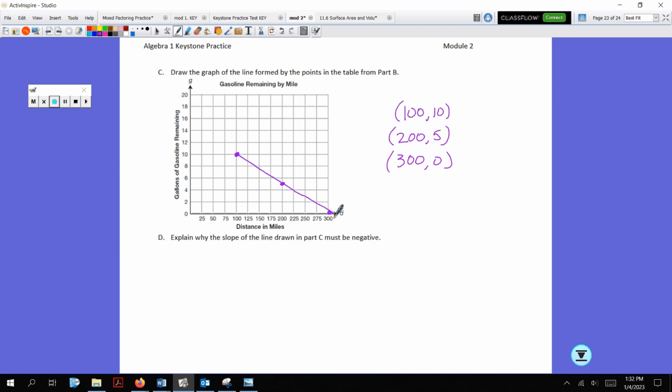I hate to put arrows on both ends, but because it's not, I'm just going to make a ray. It's fine. Explain why the slope of the line drawn in part C must be negative.